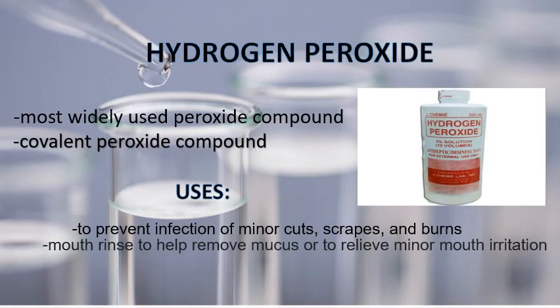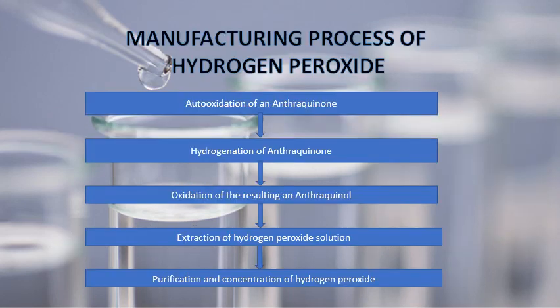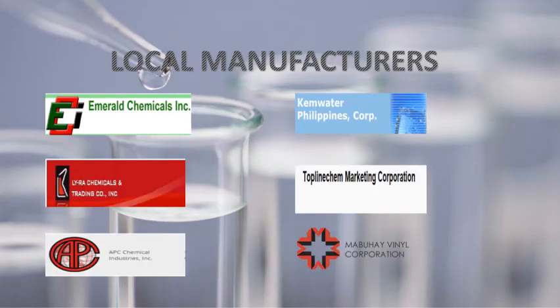Hydrogen peroxide. It is the most widely used peroxide compound, which is a covalent peroxide compound. Here is the manufacturing process of hydrogen peroxide. These are the local manufacturers of HCl and inorganic compounds.